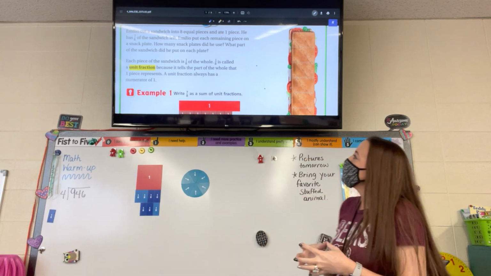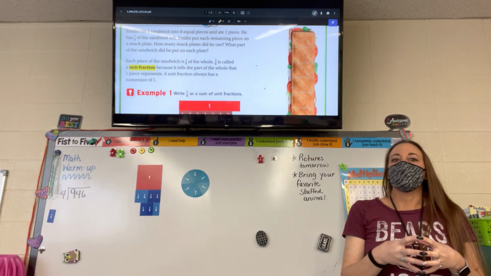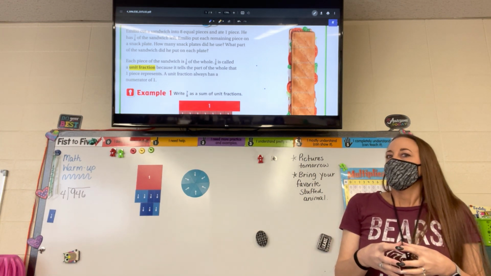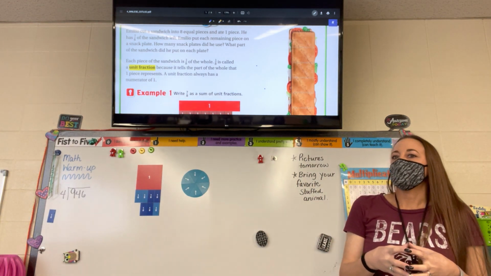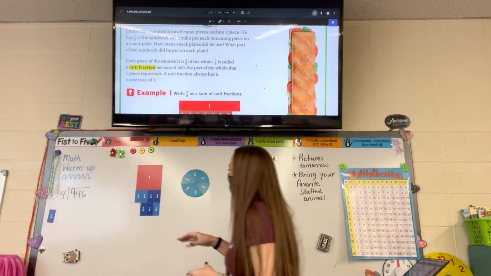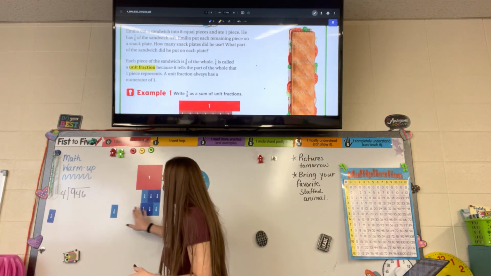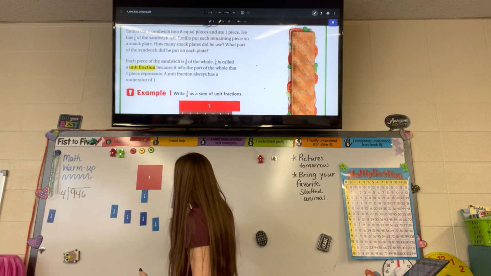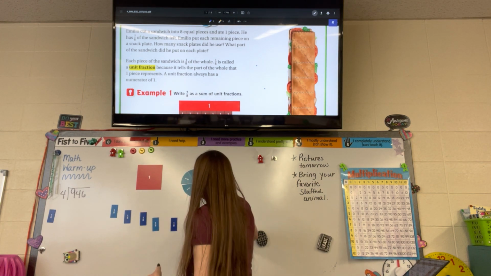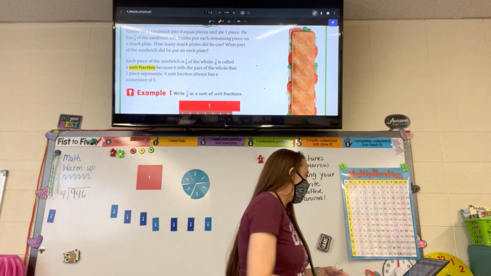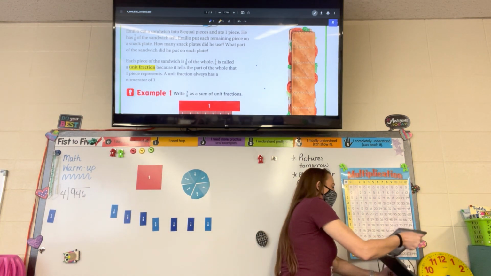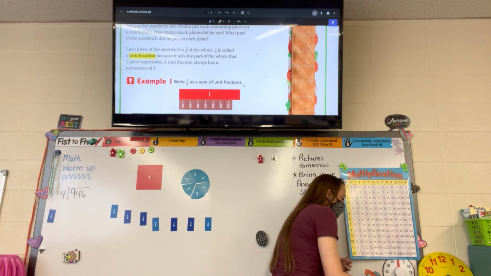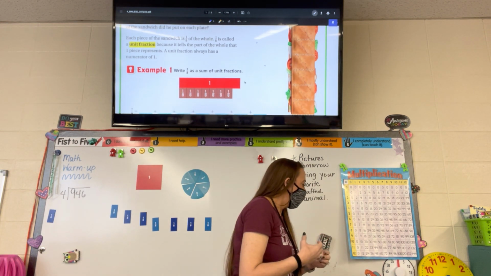What size are each of the pieces that will be on a plate? Ethan? 8. Be more specific. 1/8. Okay? So 1 plate will get 1/8. Every plate that he gets is going to have a 1/8 section on it, right? Each piece of the sandwich is 1/8 of the whole.